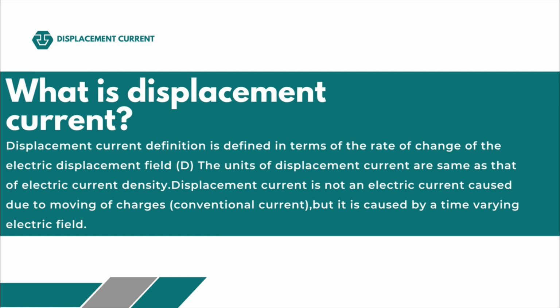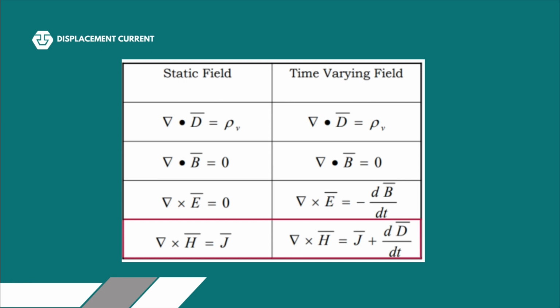What is displacement current? Displacement current is defined in terms of the rate of change of the electric displacement field. The unit of displacement current is the same as that of electric current density. Displacement current is not an electric current caused by the moving of charge, but is caused by a time-varying electric field. So as you can see, this is the difference between the formula of the static field and the time-varying field.